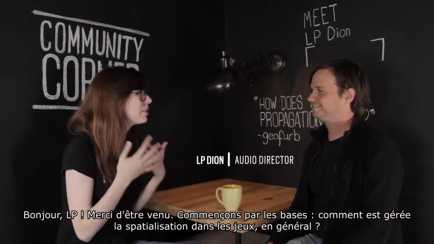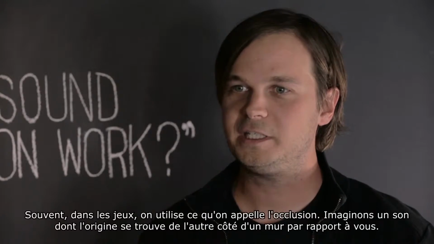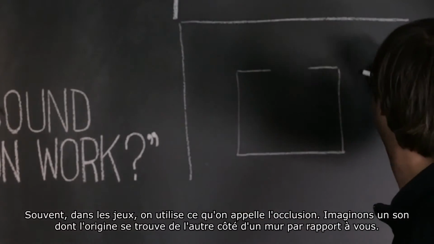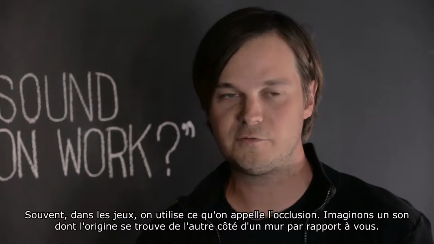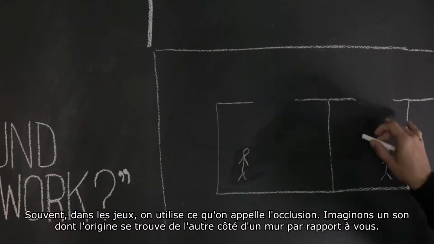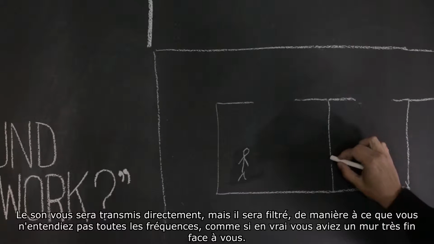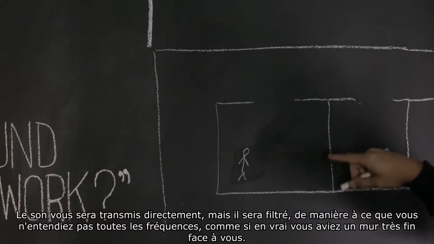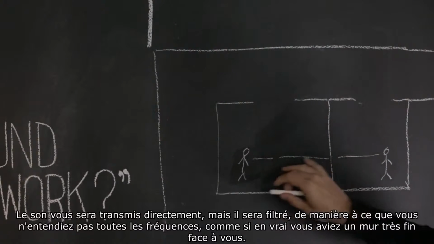First off, let's start with the basics. How is spatialization usually done in games? So typically, what you'll find in games is what we call occlusion. Occlusion is you have a sound on one side of a wall and you're listening from the other side. You'll get a direct path to that sound, but it'll be filtered, so you won't hear all the frequencies, as if you were right in front of a very thin wall in real life.